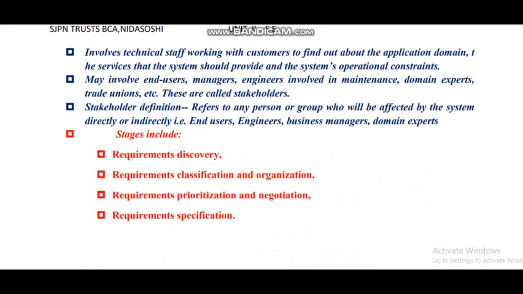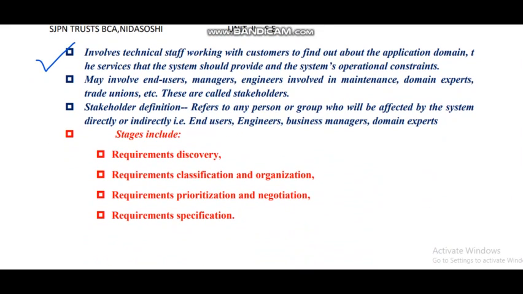All right. So let us see which are the different kinds of users from where we are going to collect the information. Those different kinds of users may be the technical staff workers. It involves technical staff working with customers, right? So it exactly means that sometimes the technical staff of the software development team interact constantly with the customer to find out about the application domain. This application domain is nothing but our new software that has to be developed.